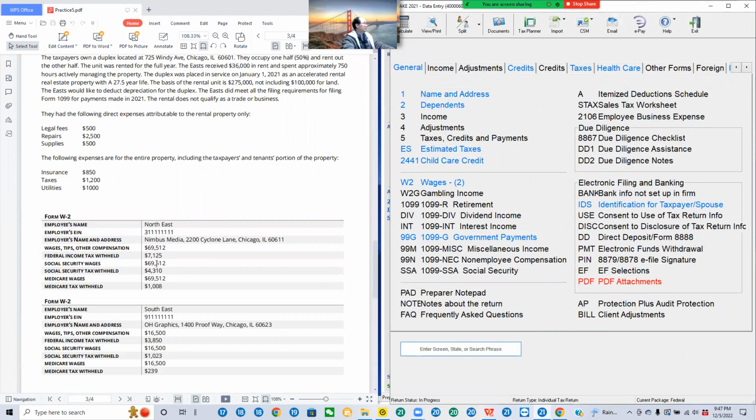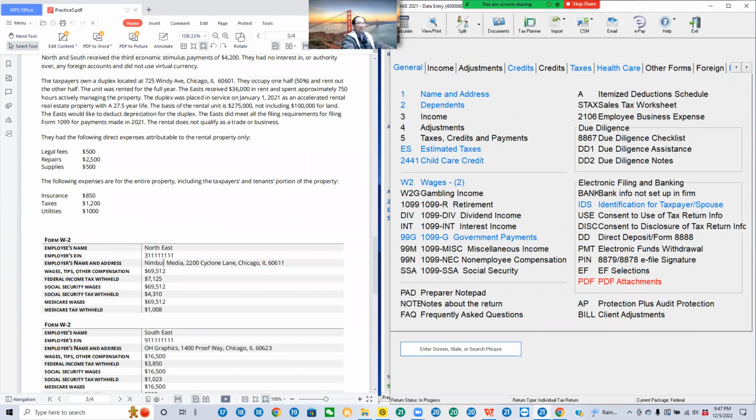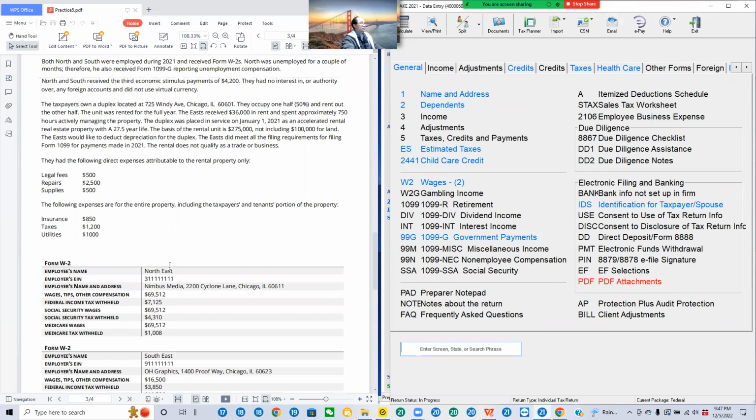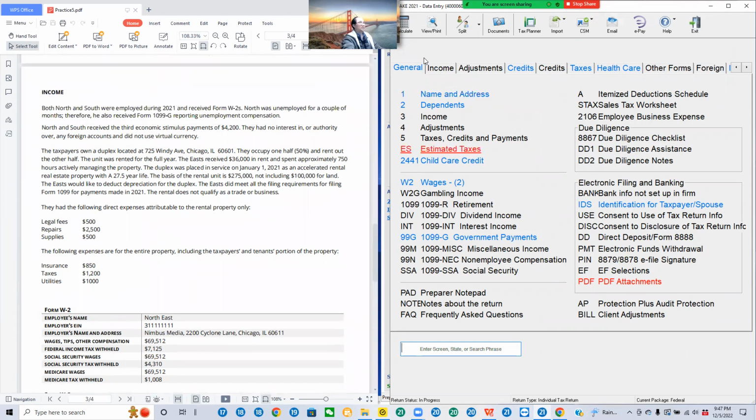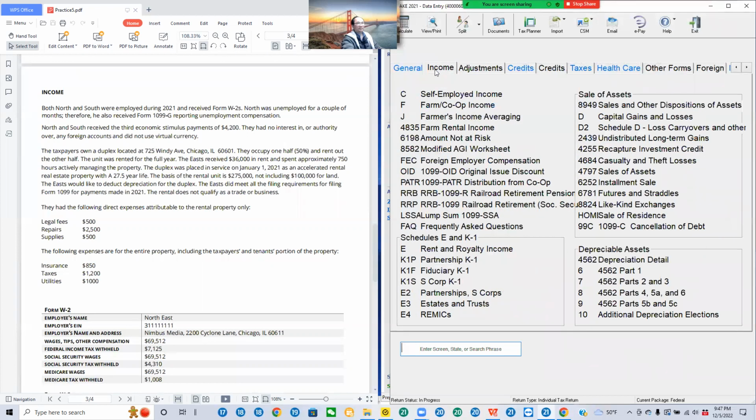Now, we have one more thing that needs to be done, which is a new thing, the rental property. So far, we have been working on the first tab, General. Now we move on to the second tab, Income. From the income tab, there are many choices. In the left column, near the bottom, right here, there's an E like elephant, Rent and Royalty income. Double click.